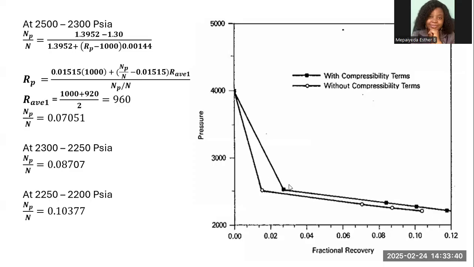So what is the difference between the two? Both of them are sensitive to pressures. And here with compressibility terms, you have higher recoveries, higher fractional recoveries than without compressibility. So you may want to ask yourself, should compressibility terms be added to our calculations? Below the bubble point pressure, above the bubble point pressure, at the bubble point pressure. What's the bubble point pressure? Can you check that again?